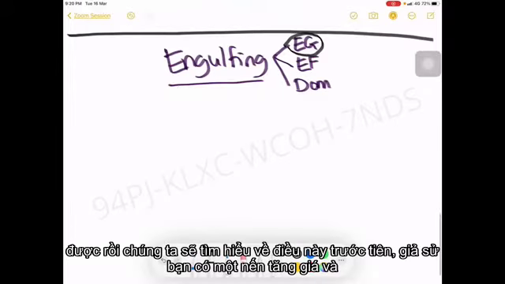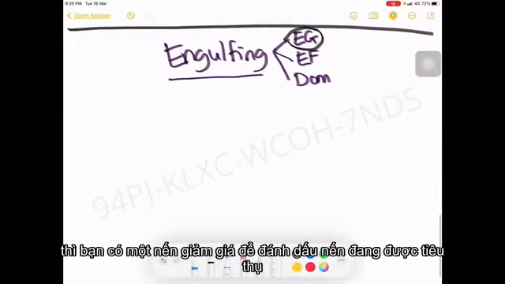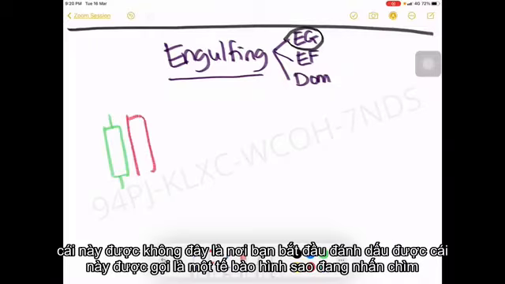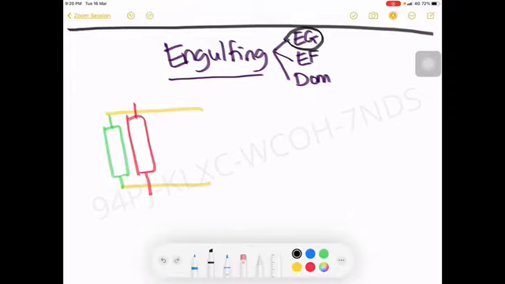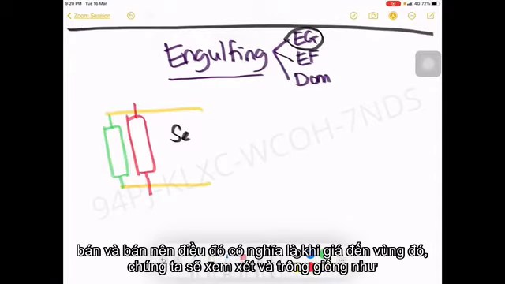Let's say you have a bullish candlestick and then you have a bearish candlestick. To mark, you mark the candlestick that is being consumed, which is this one. This is where you start to mark. So this is called sell engulfing.